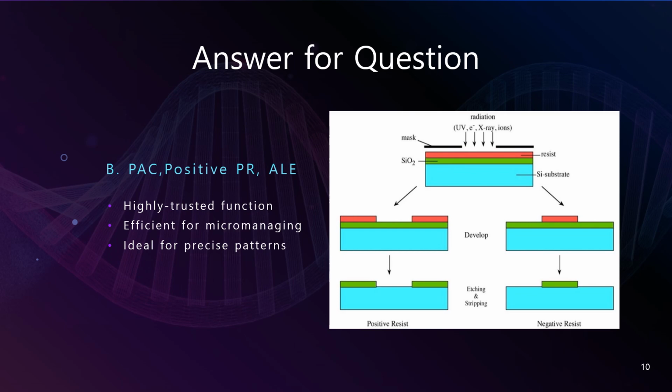Positive PR is a method of leaving an exposed area as a resist. This allows you to control exactly what parts to etch and what parts to leave. The reason why negative PR is not suitable for this is due to the characteristic of the negative PR.